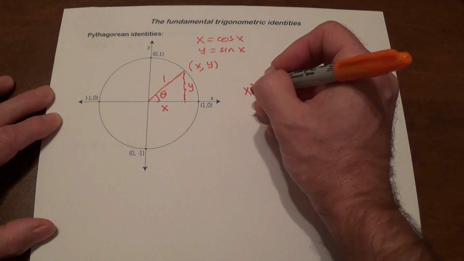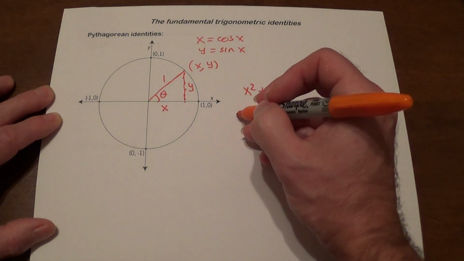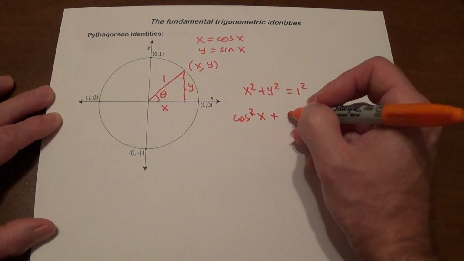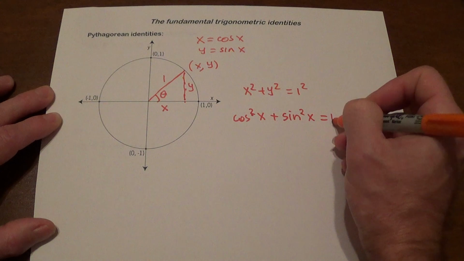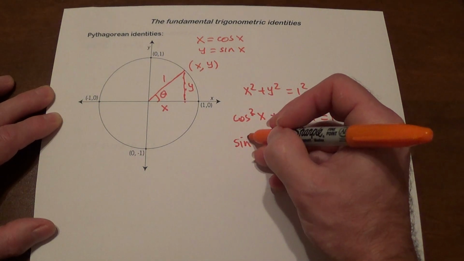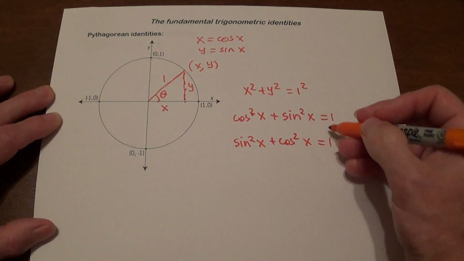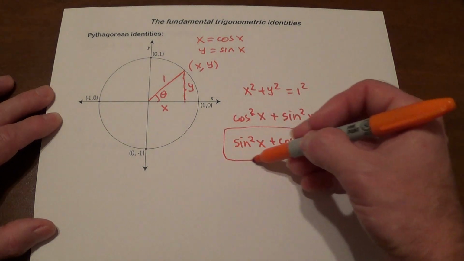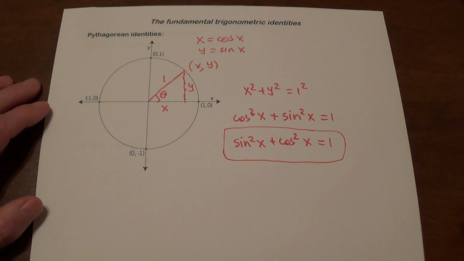So I can write that x squared plus y squared equals 1 squared. So x squared is cosine squared x, and y is sine x, so sine squared x plus cosine squared x equals 1. These two things are exactly the same, but we usually see it in this format. So that's what we know is one of the fundamental trigonometric identities. It's always going to be true, no matter what the angle is.